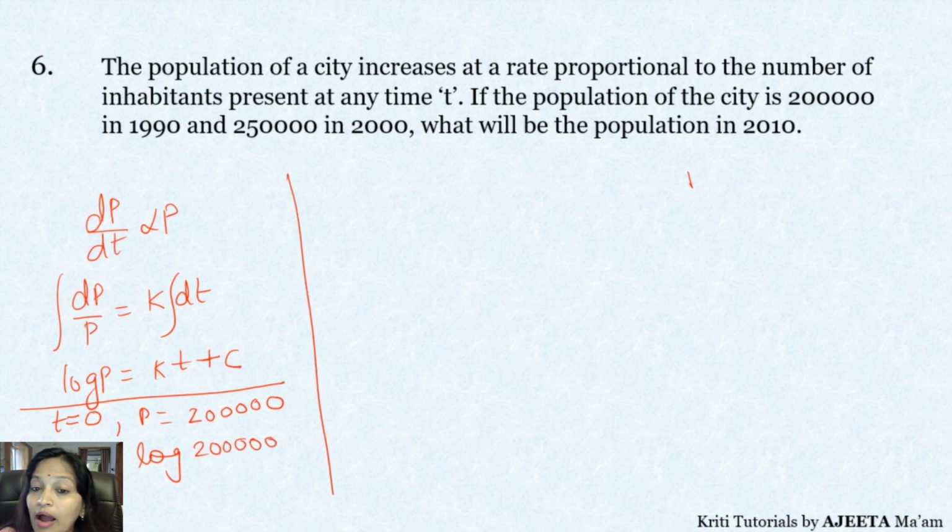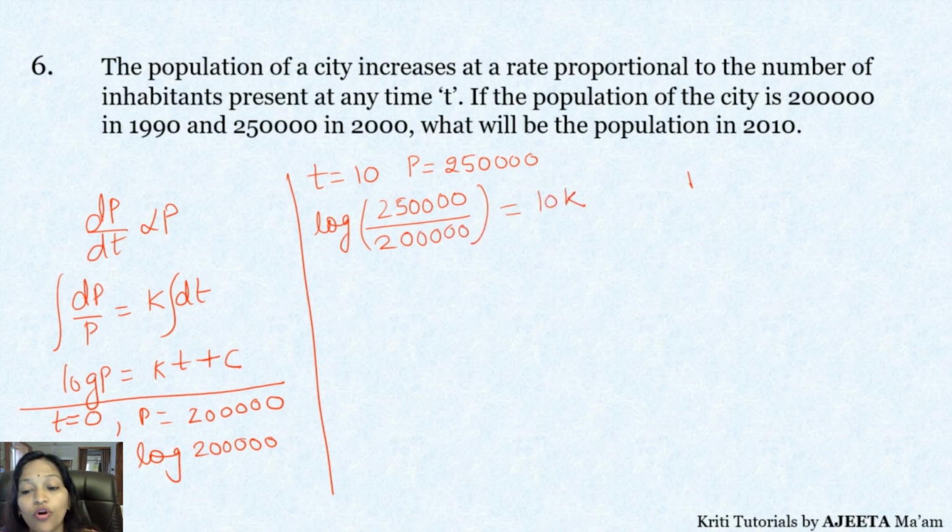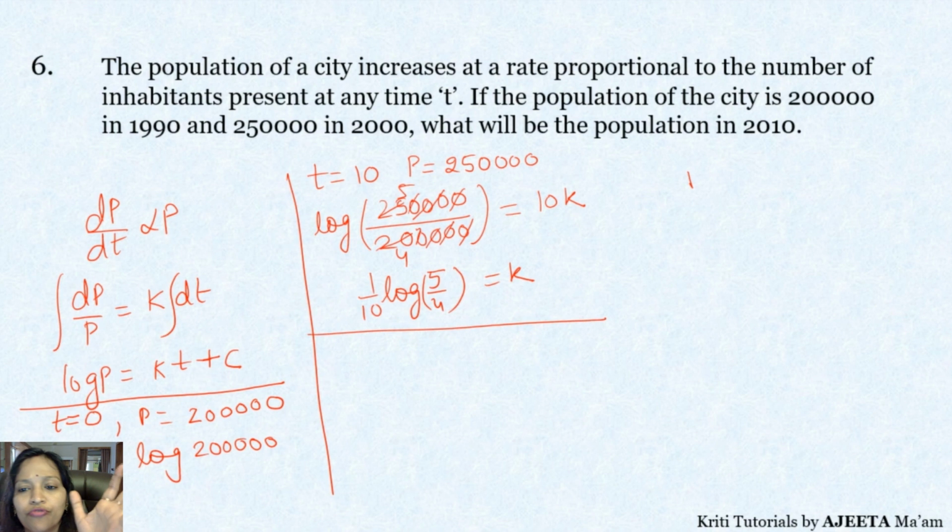Now if you are taking 1990 as 0, what will you take for 2000? 10. Now your population has grown up to 2 lakh 50,000. So now log 2 lakh 50,000 is equal to 10k plus log 2 lakh. From where have we got log 2 lakh? The value of c. Now you are used to it, right? We have done so many questions. So 5 by 4 we are getting. So k will be 1 upon 10 log 5 by 4. Right? So this is what we have got for the second condition.